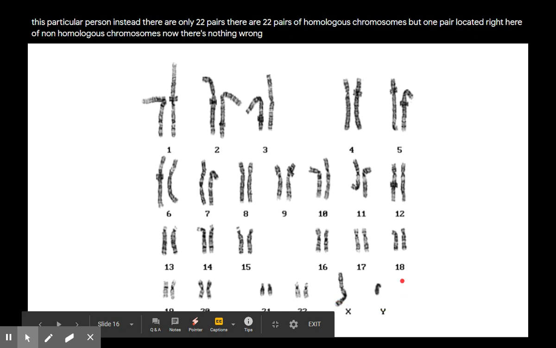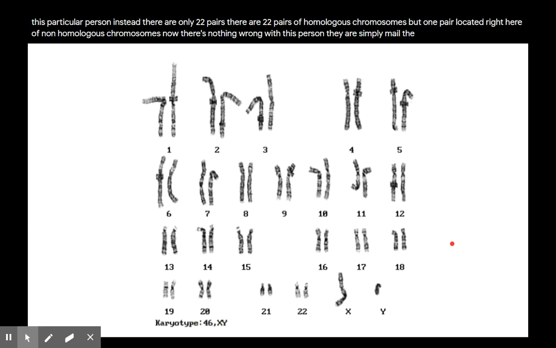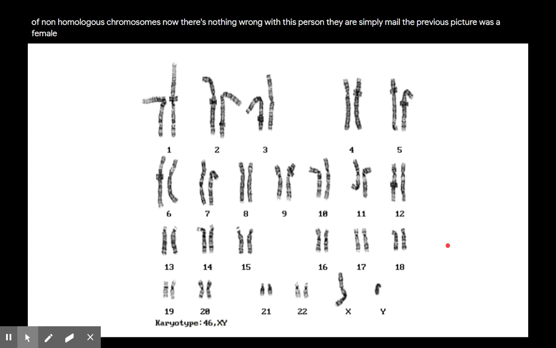Now, there's nothing wrong with this person. They are simply male. The previous picture was a female. So females have 23 pairs of homologous chromosomes. Males only have 22, with then one non-homologous pair.